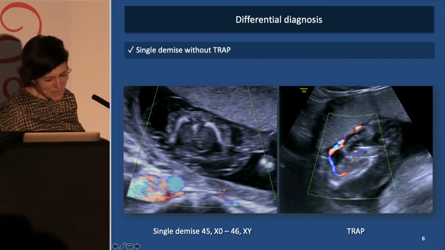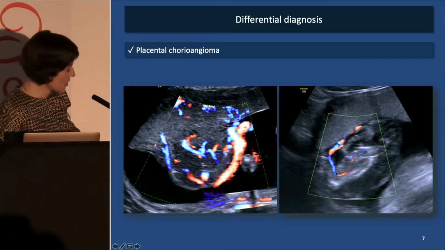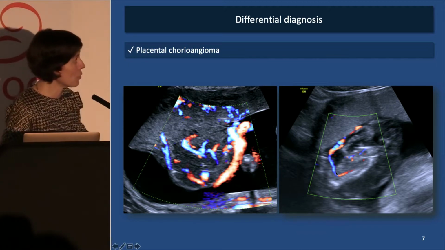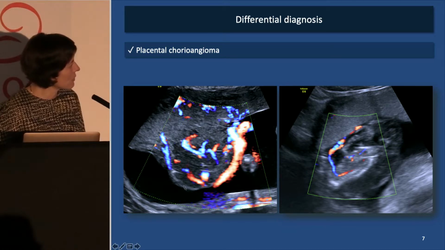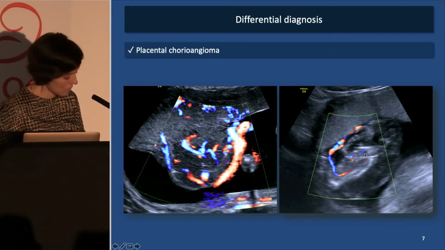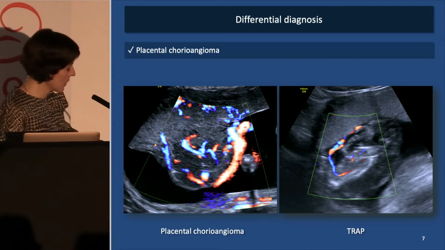Another differential diagnosis is with the placental chorioangioma, and there obviously you don't have the skeletal structures present, and you don't have a clear umbilical cord, whereas in an acardiac twin you have the reverse flow in the umbilical artery.